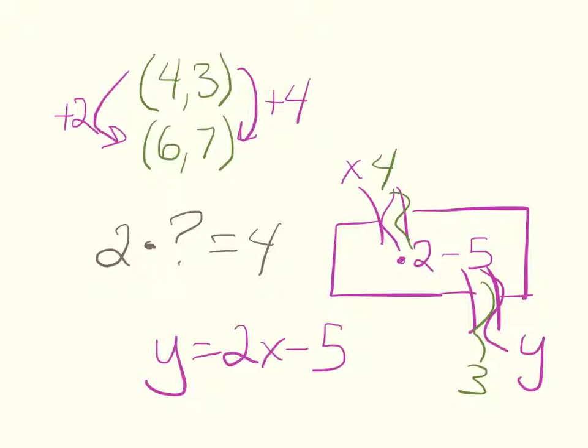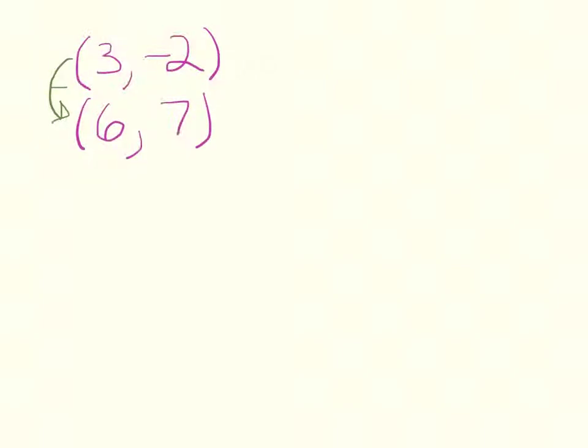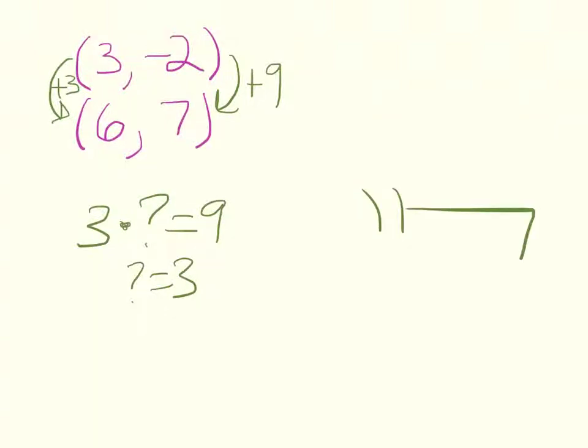I'm going to do one more example. So here's another example. So let's try 3, negative 2, and then let's try 6, 7. Okay, so what we're going to do here is we're going to say, oh, that went up by 3, that went up by 9. So we're going to think 3 times what is 9? It's pretty straightforward. So now in our machine, we know we multiply by 3.